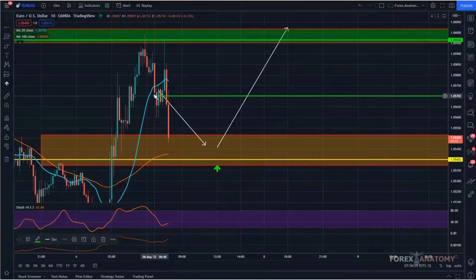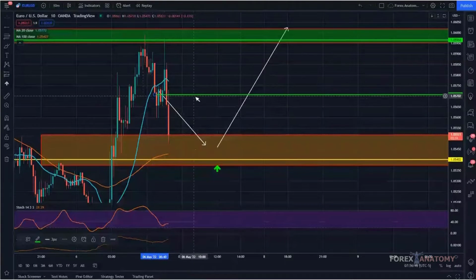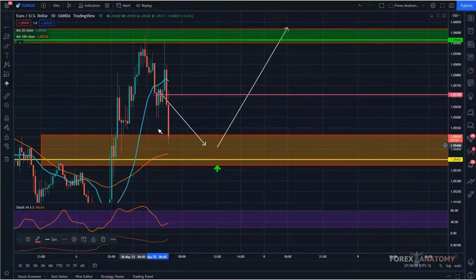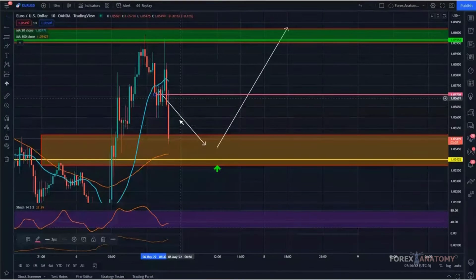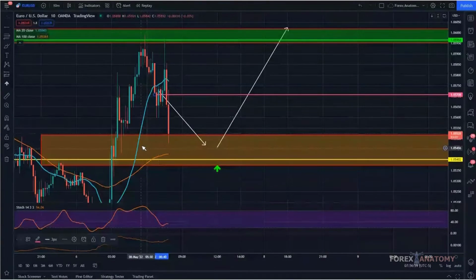Maybe we could, well, I think we're good right around there at 1.0570, you could say. But let me change the color of this. So right now, if I was to enter a buy, I would wait for price to break this high first before I consider going in on this particular buy setup or buy opportunity. So that's what I would do.